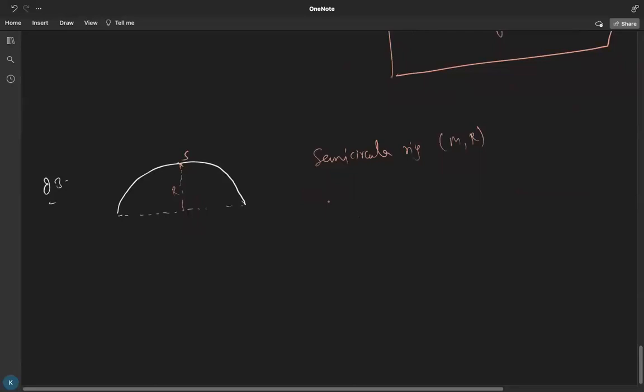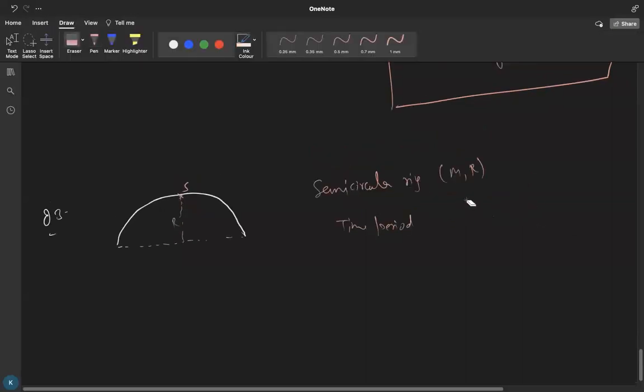So my suggestion again is to pause the video and try to solve it on your own, because it's easy now. You have to find the time period about the suspension point. Just try.